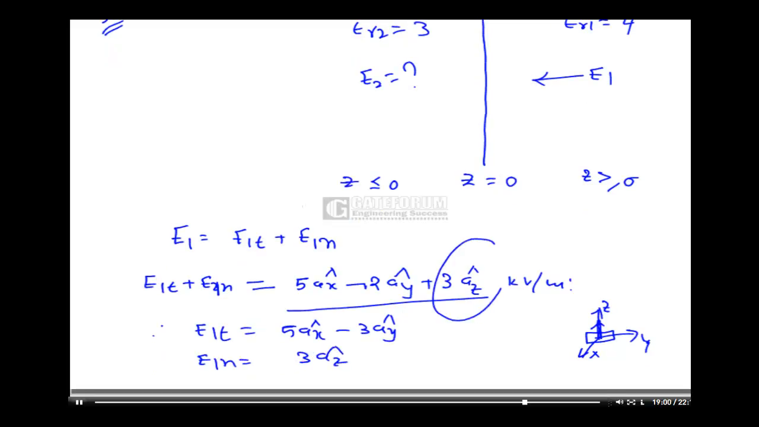So this is the normal component because here it is given z is equal to 0 plane, which means xy plane. What is the normal component to the xy plane? Obviously az is the normal component. That's why this 3az component is the normal component, and the remaining is the tangential component in the given electric field. So E1t is equal to this much, E1n is equal to 3az. Like this we can divide the tangential component and normal component.